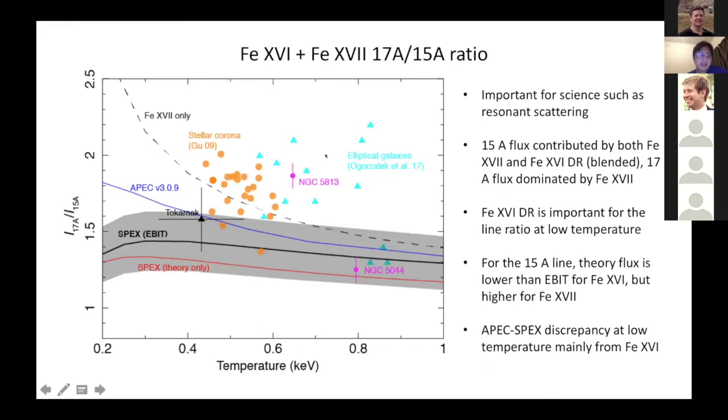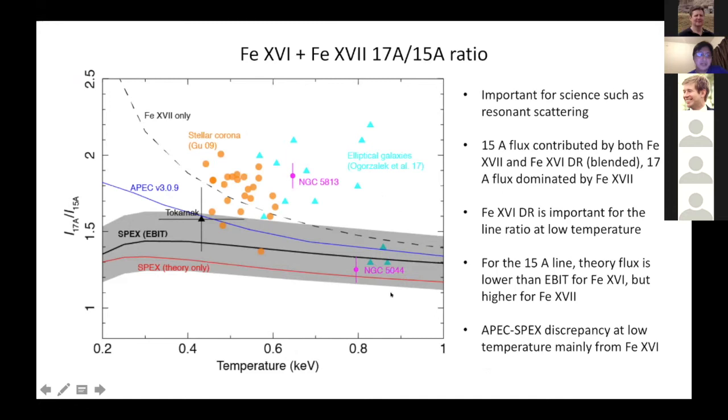Okay, now let's take a look at this classical plot. The neon-like iron 3s at 17 Angstrom to 3D at 15 Angstrom line ratio plot as a function of the CIE temperature. And we all know now that one of the sodium-like iron DR lines is blended with a 3D line for the observational resolution. So obviously this line will also affect the line ratio.